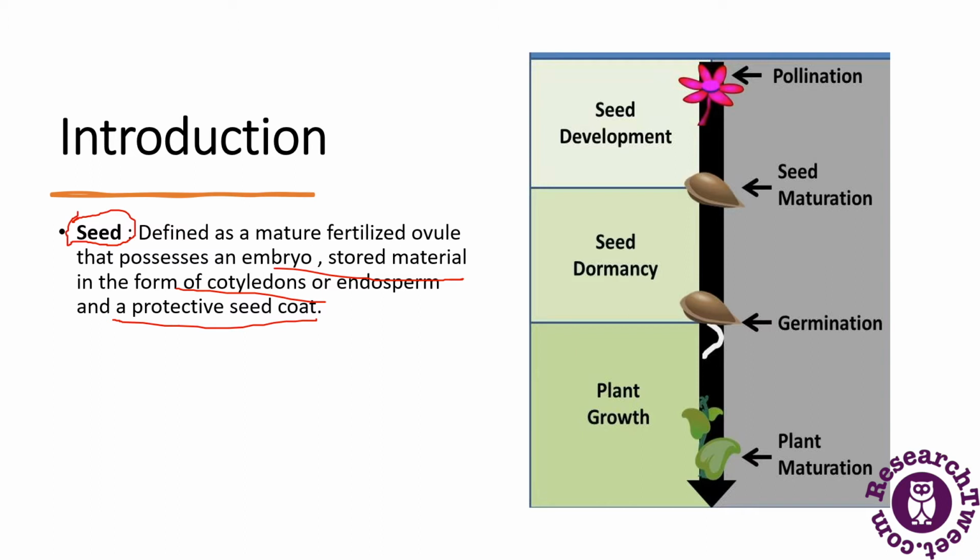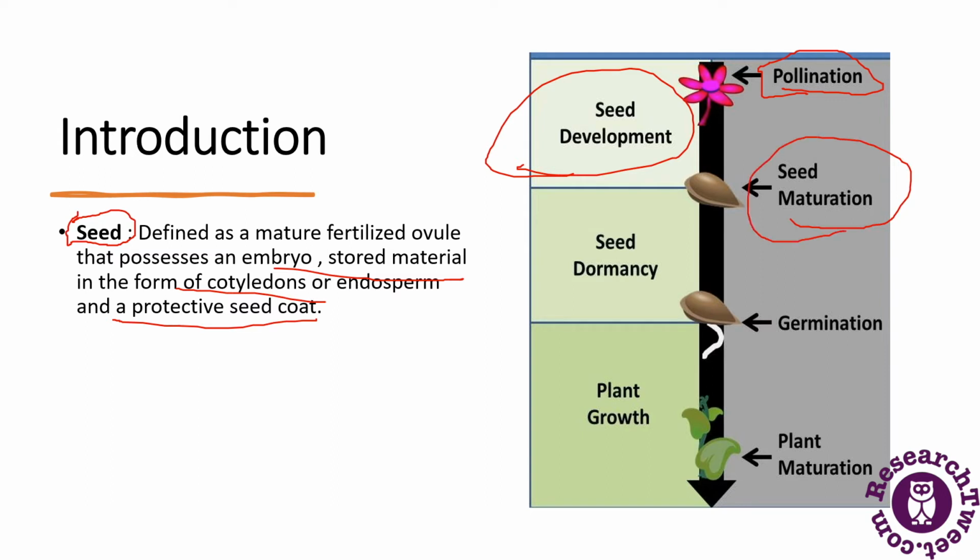In this figure, what we are depicting is seed development. First there is a pollination step. There are different types of pollination. Once the pollination has been done, there will be seed development. After the seed is developed, or once a mature fertilized ovule that contains an embryo or stored material has formed, it matures to a seed.